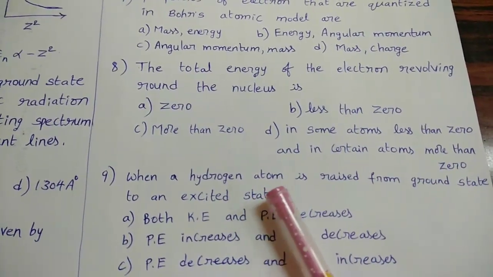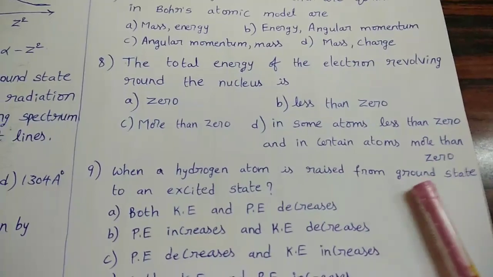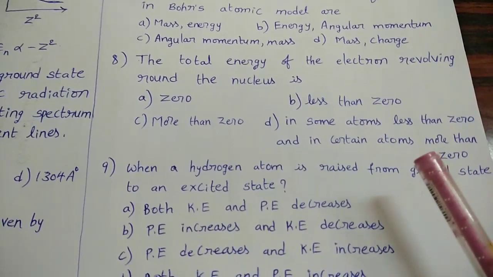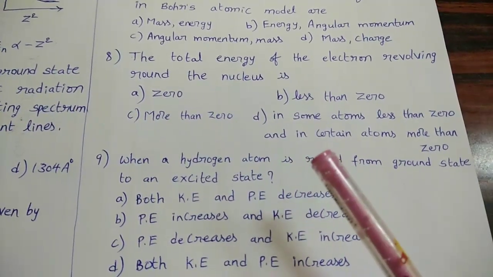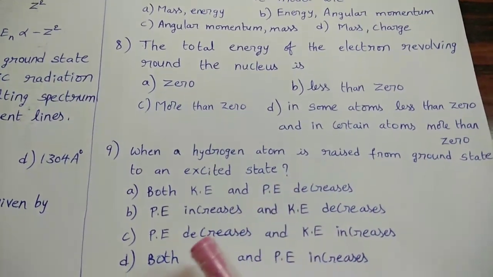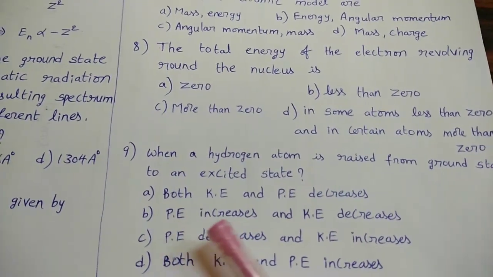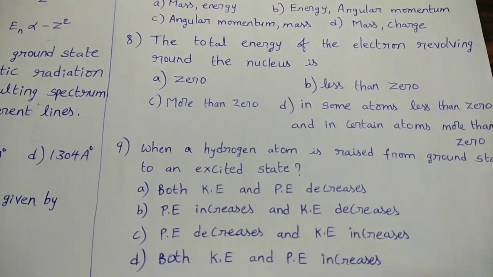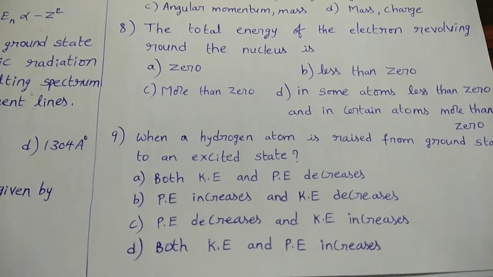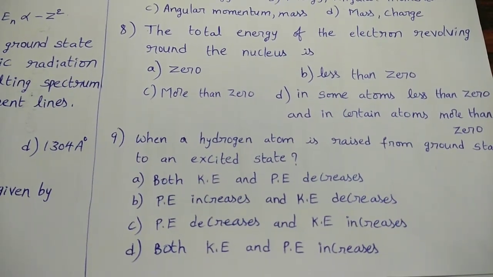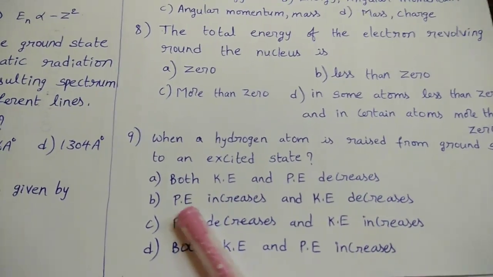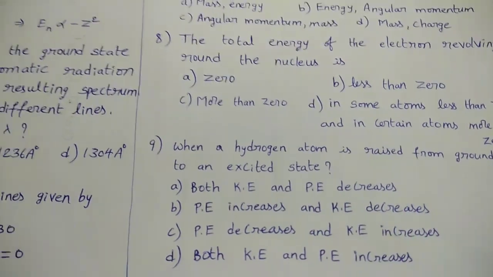Next, when a hydrogen atom is raised from ground state to an excited state, that means from first orbit to higher energy levels, the atom goes, that means by absorbing energy, electron goes from ground state to excited state. Then what happens? Potential energy increases and kinetic energy decreases. This point also we completed in the last class. So option B is the answer. Important point. Generally many students will get confusion in this case. Remember carefully. Option B, potential energy increases and kinetic energy decreases.